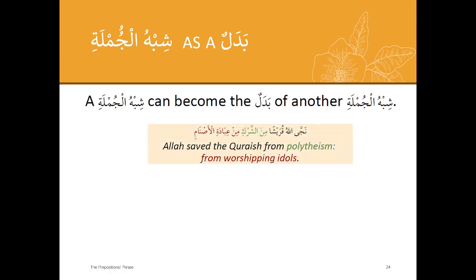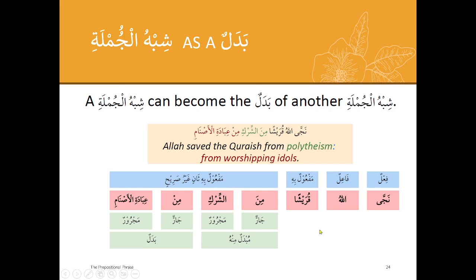So here, Allah saved the Quraysh from polytheism. And what is polytheism? From worshipping idols. So from worshipping idols is actually explaining polytheism, if we can look at it like that. But here it's taken as the badal of polytheism. It's one and the same thing. So: Najjallahu Quraishan min ashirk min ibadatil asnam.